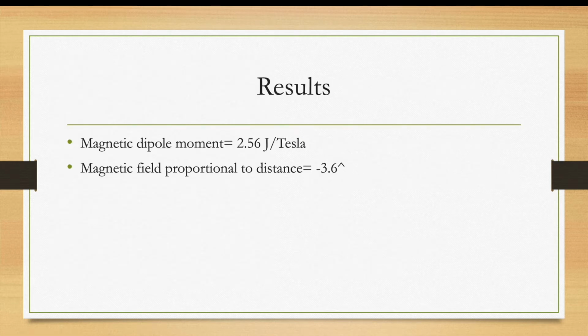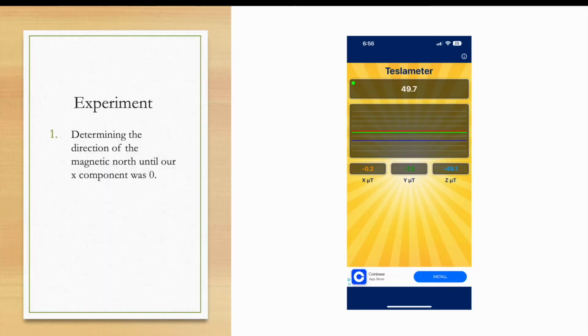First, going ahead to our results, my magnetic dipole moment was 2.56 joules per Tesla, and my magnetic field proportional to distance was to the minus 3.6 power.